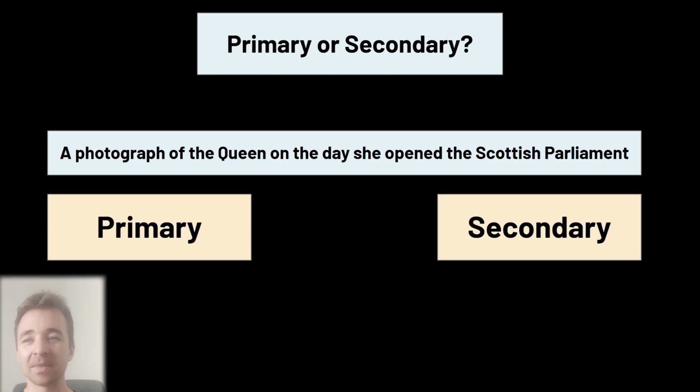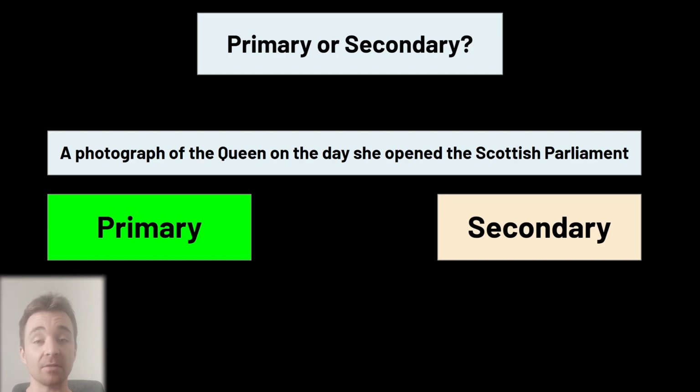Second last one now. A photograph of the Queen on the day she opened the Scottish Parliament. So we have a photograph that was taken on the day that the Queen opened the Scottish Parliament. Primary or secondary? Pause the video if you need to. Your answer coming in 3, 2, 1. It is a primary source.